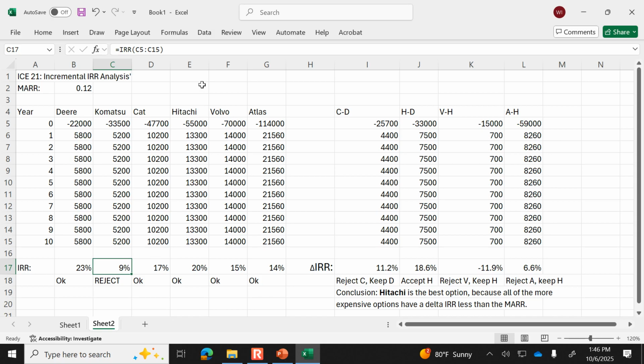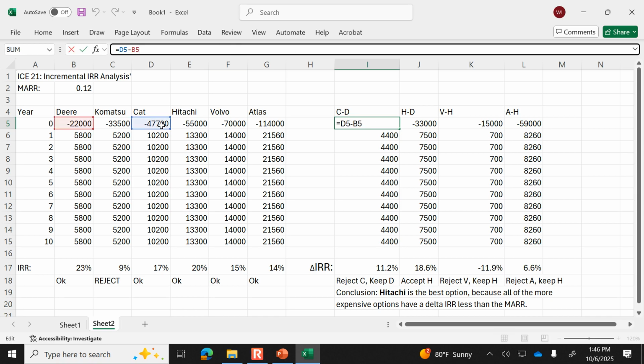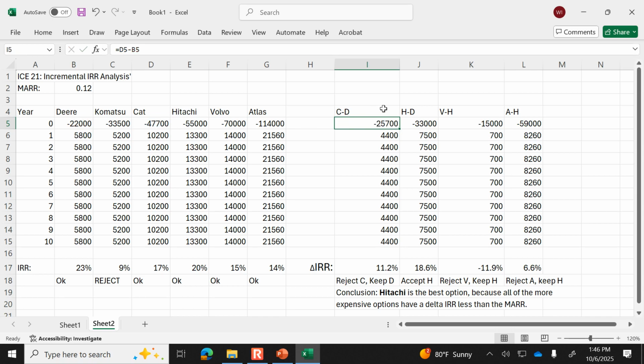So that means our first matchup would be the cheapest option versus the next most expensive option. So cat minus deer. And we always need to have it be the more expensive option minus the cheaper option. The reason why is that we can't calculate a rate of return unless there's an outflow at the present and an inflow in the future. So it's basically you're making some investment at time 0, and that entitles you to a stream of revenue through the future, and we can calculate a rate of return on that.